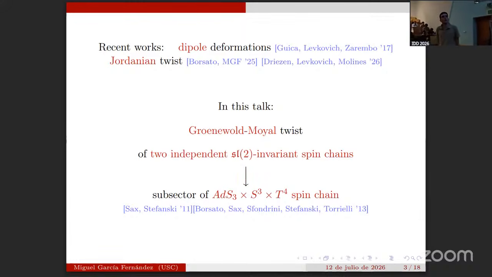Now here there's some technicality: this spin chain is not a spin chain of N=4 super-Yang-Mills, and the reason is that there is no SL2 times SL2 subsector in N=4. However, this spin chain is still interesting for holography because it can be viewed as a spin chain that appears in the AdS3 x S3 x T4 setup.